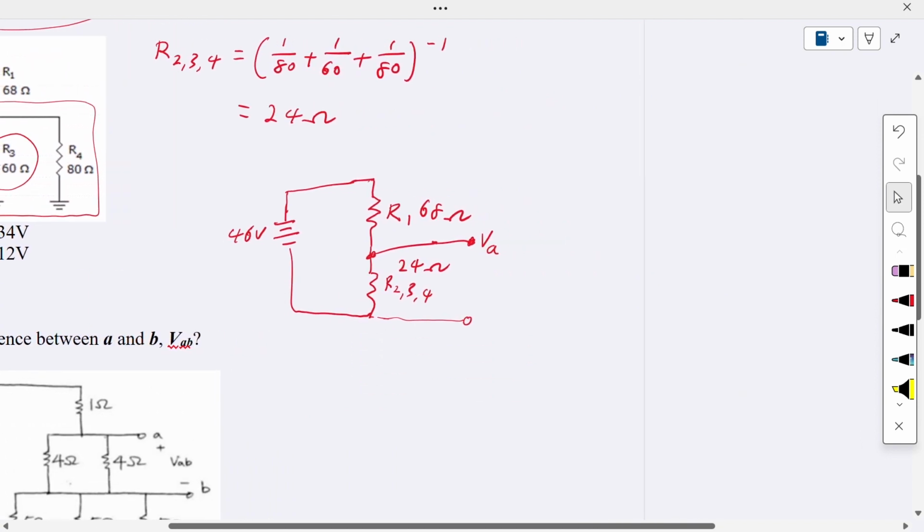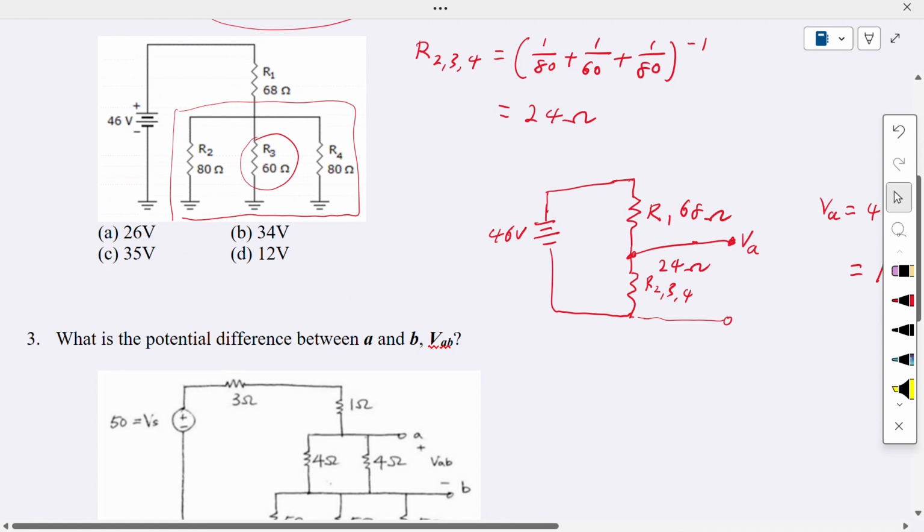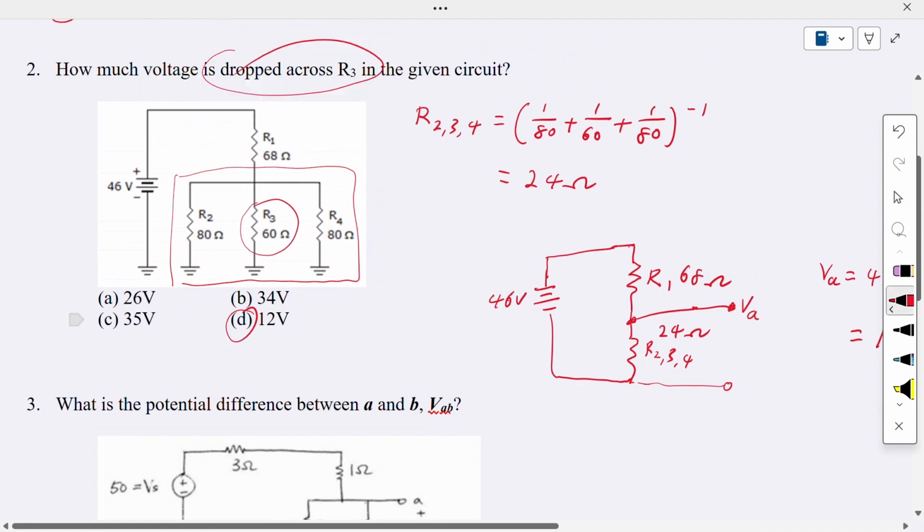This is a series circuit, so we can use a voltage divider to find the voltage A. The voltage A is equal to 46 volt times 24 over 68 plus 24. This will give us the voltage across the resistor R3, which is equivalent to 12 volt. So the answer for this is D.